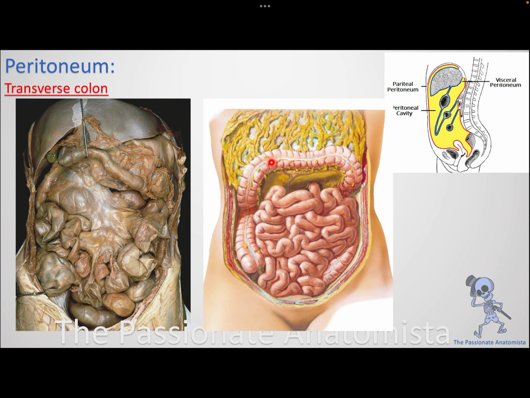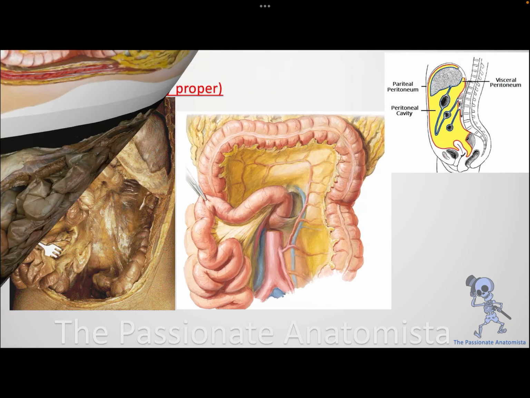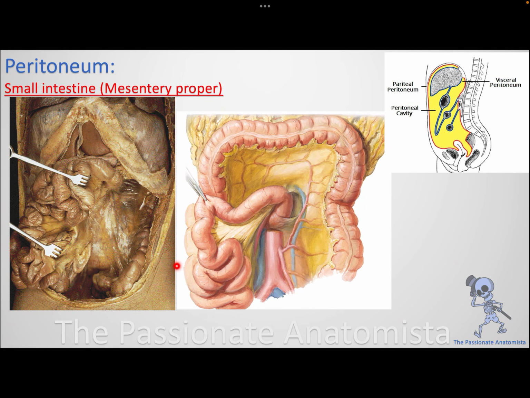So thanks to the peritoneal reflections, thanks to the peritoneal ligaments, things are fixed in space. If I reflect the transverse colon, above it is the greater omentum, and below it, behind it, what attaches it to the posterior abdominal wall is basically my transverse mesocolon. Okay? What else do I have?